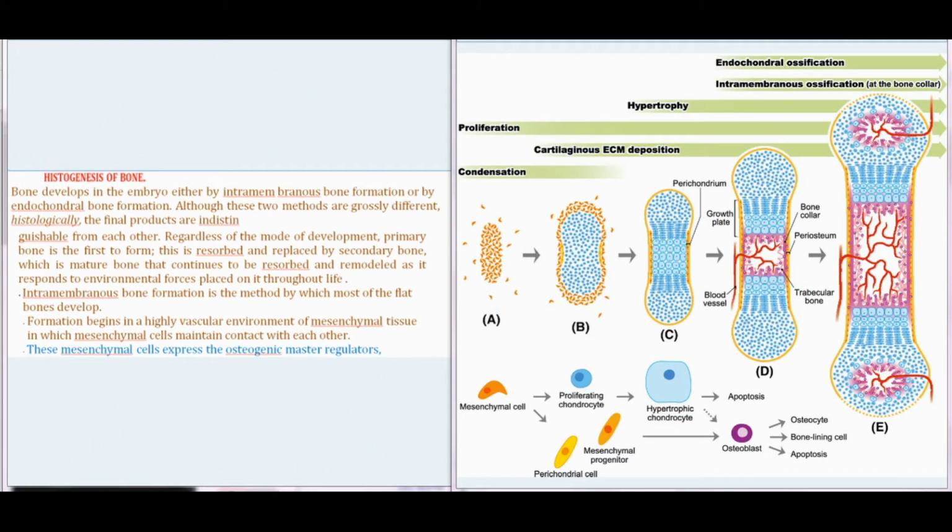Bone develops in the embryo either by intramembranous bone formation or by endochondral bone formation. Although these two methods are grossly different, histologically, the final products are indistinguishable from each other. Regardless of the mode of development, primary bone is the first to form. This is resorbed and replaced by secondary bone, which is mature bone that continues to be resorbed and remodeled as it responds to environmental forces placed on it throughout life.